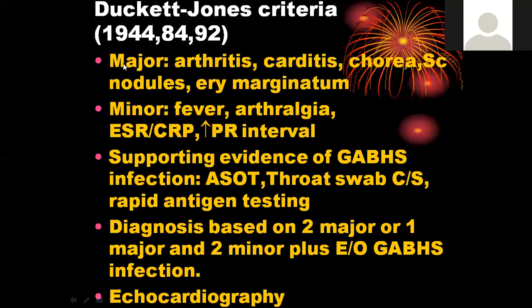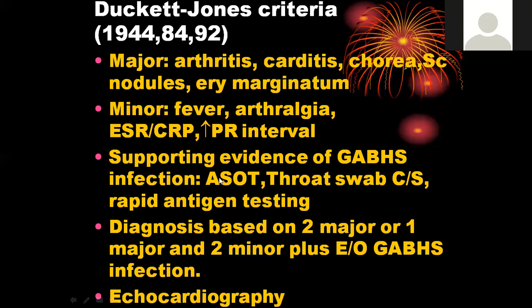So we have discussed five major criteria, namely arthritis, carditis, chorea, subcutaneous nodules, and erythema marginatum. These constitute the five major criteria of Duckett Jones. The Duckett-Jones criteria kept on being revised. The latest revision is in 2015. You have major criteria and minor criteria, and major are the ones that I just told you, and the minor are fever, arthralgia, raised CRP, PR interval, and so on.